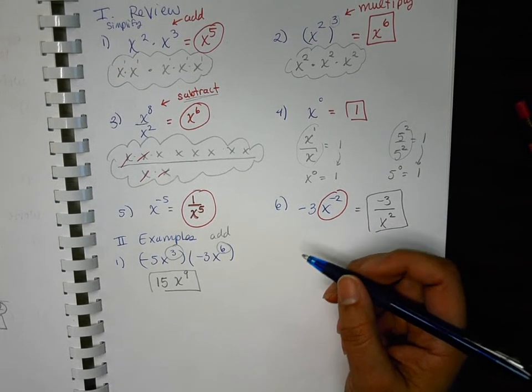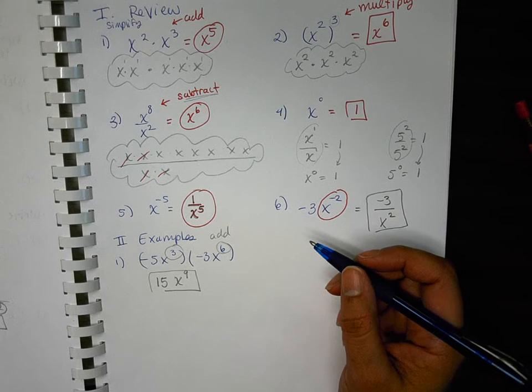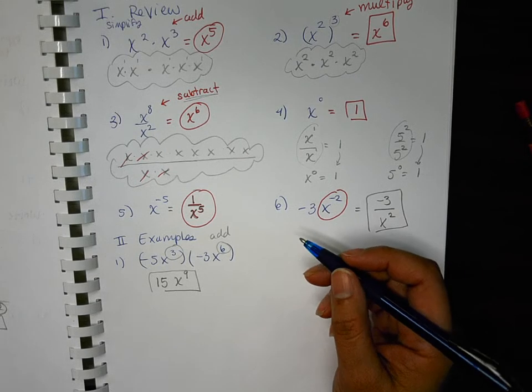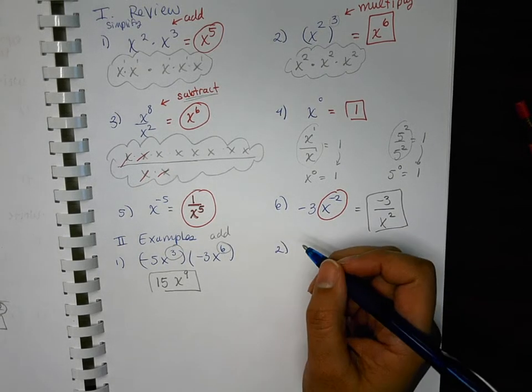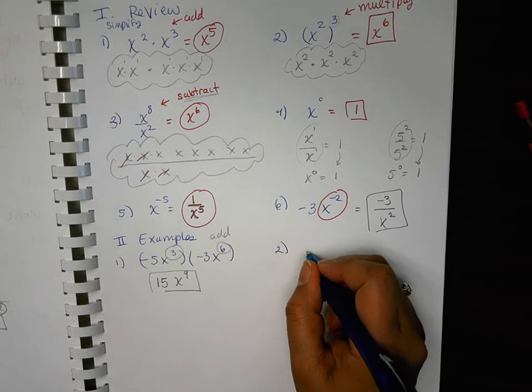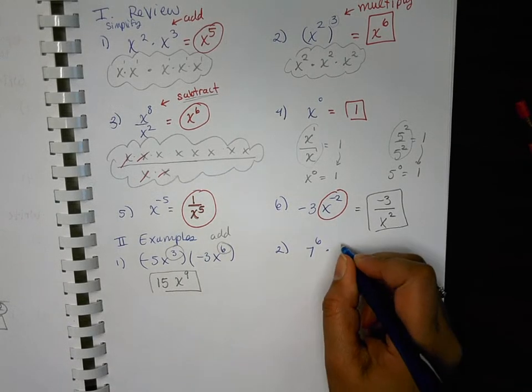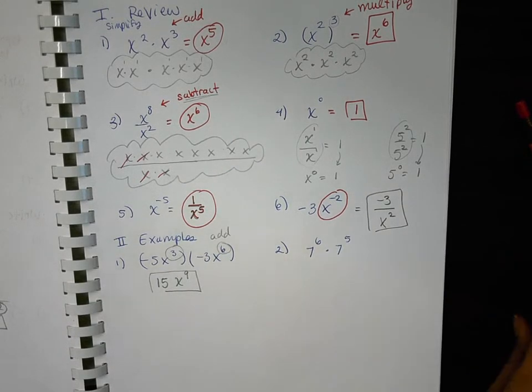All right, number 2. Seven to the 6th times 7 to the 5th. Okay, try it on your own.